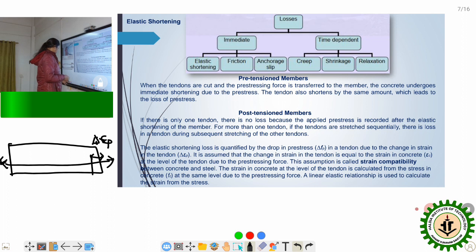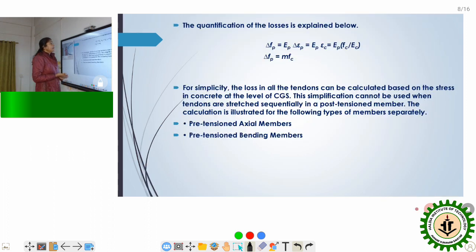So next we will be finding out the loss in stress due to elastic shortening. Let's say the loss in stress is given as delta Fp in the pre-stressing steel, right? That will be equal to, as we know, the modulus of elasticity for the steel times the loss in strain, that is delta epsilon p, right? So now delta Fp is equal to this.